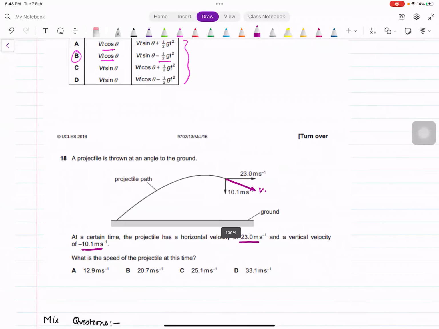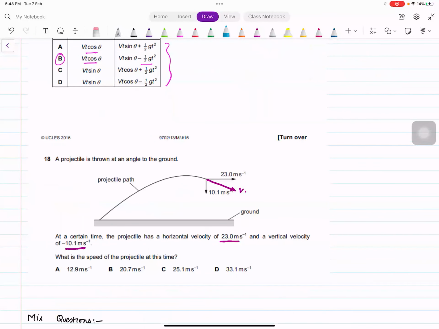In any question or any part, if he does that, you just need to use Pythagoras theorem. And that would be v equals the square root of 10.1 squared plus 23 squared. All right, can you please find this? So it has to be C. It's pretty simple, do not worry about that. You just need to use the same vector rules that we have done already. Okay.